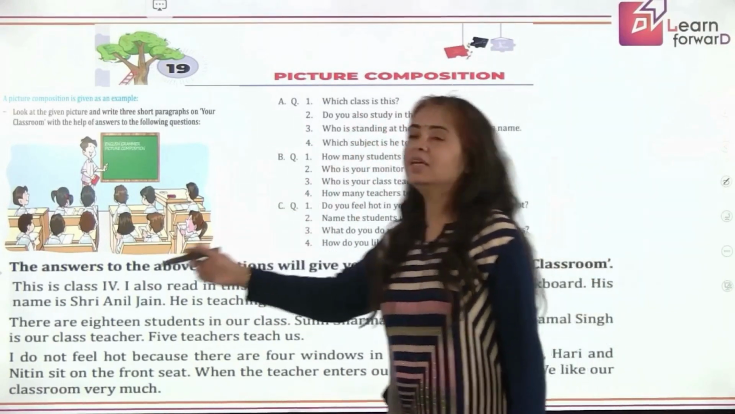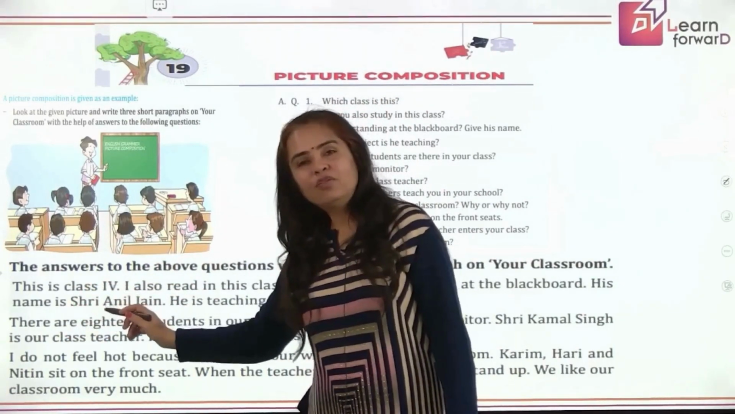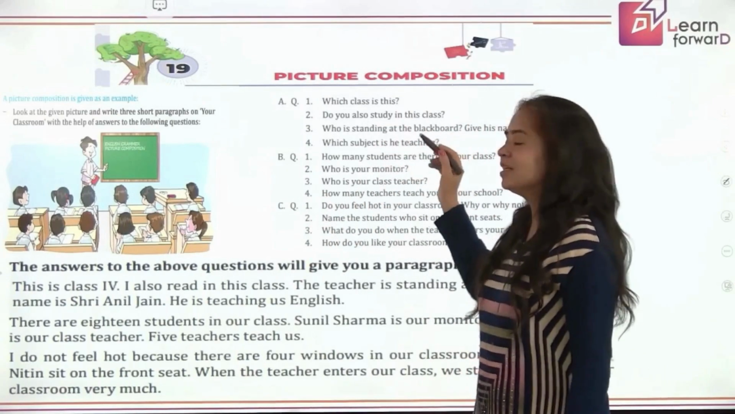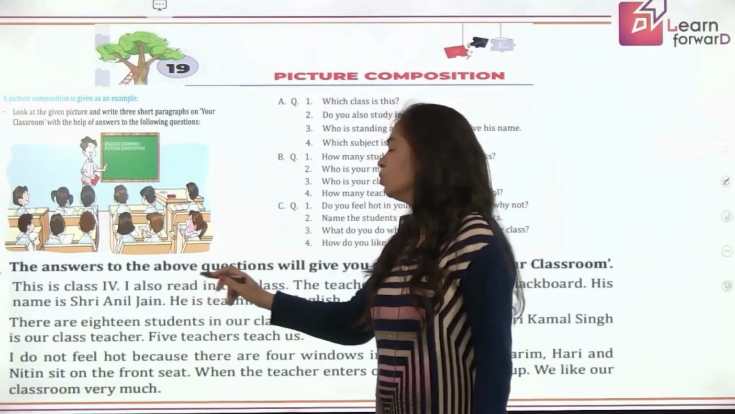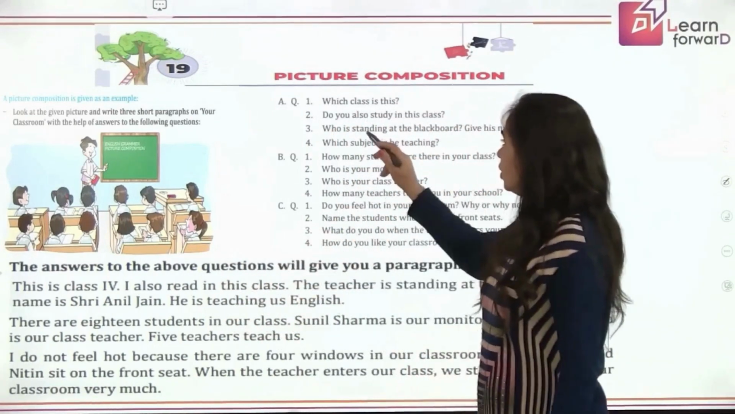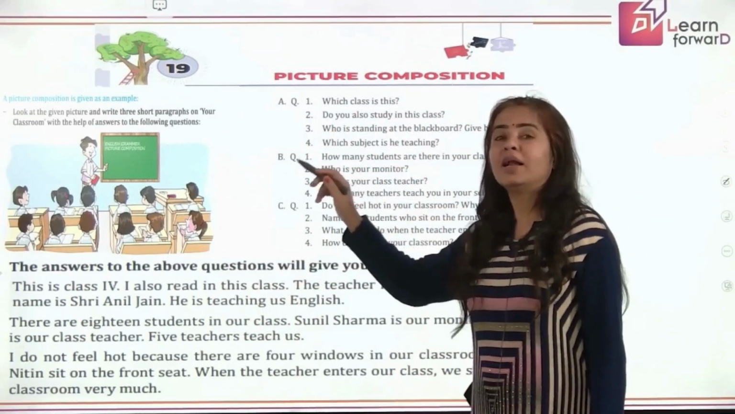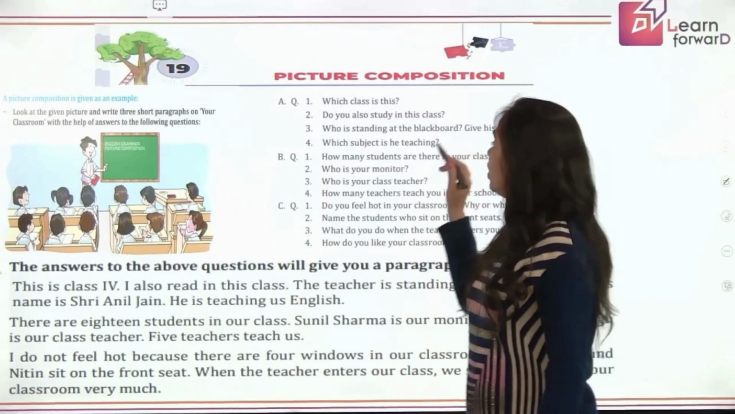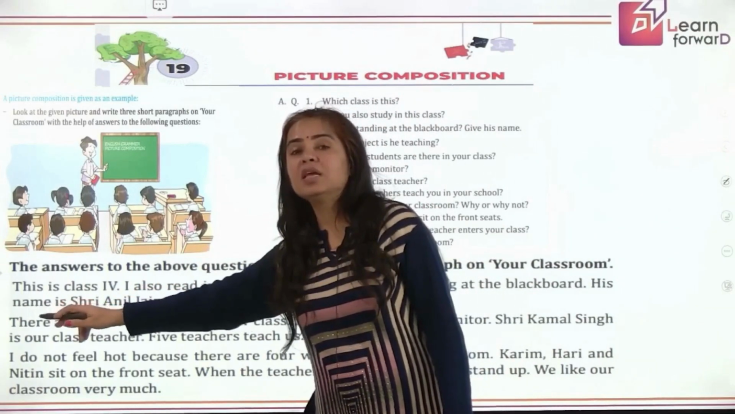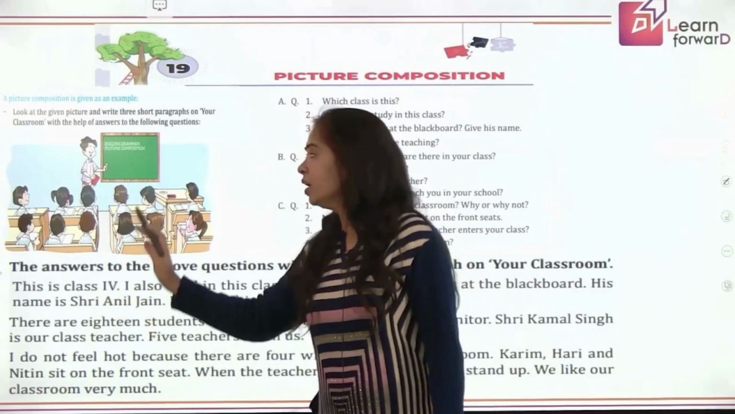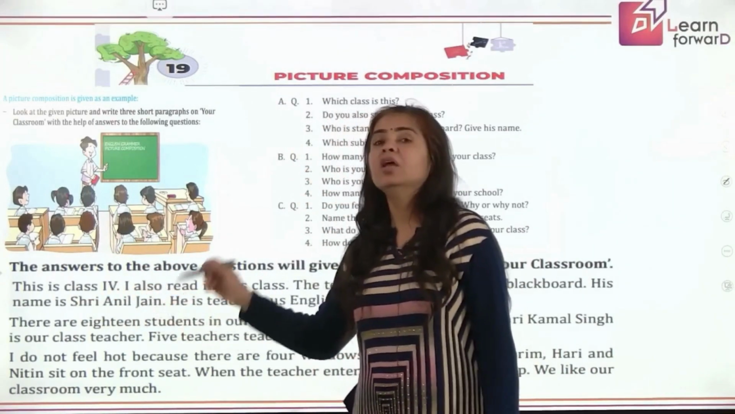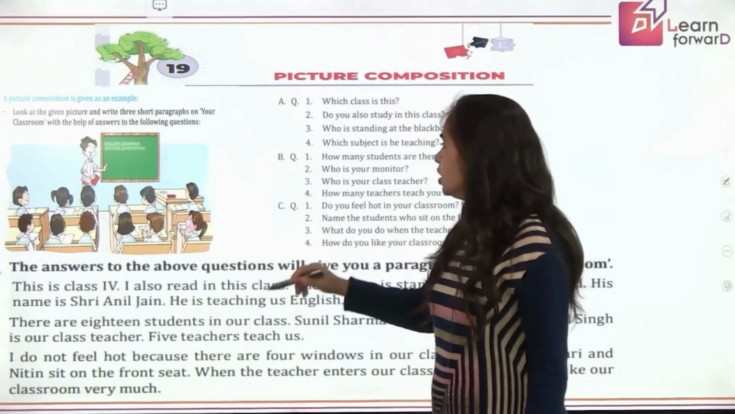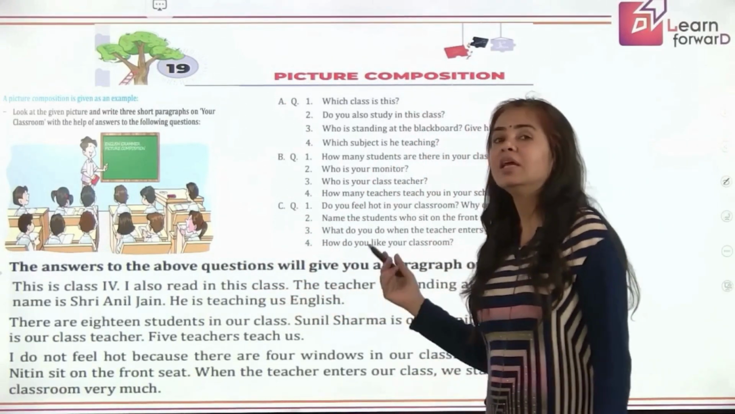Which class is this? This is class 4 because you all are studying in class 4. So this is your classroom. Do you also study in this class? So you'll say, I also read in this class. Who is standing at the blackboard? That is your teacher. The teacher is standing at the blackboard and you have to give his name also. So his name is Mr. So-and-so. Here we have given his name as Shri Anil Jain. You can write the name of your own teacher. And then which subject is he teaching? He is teaching us English.